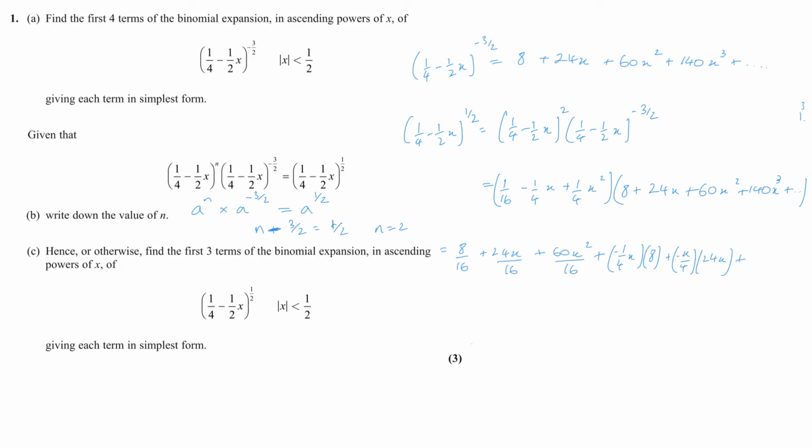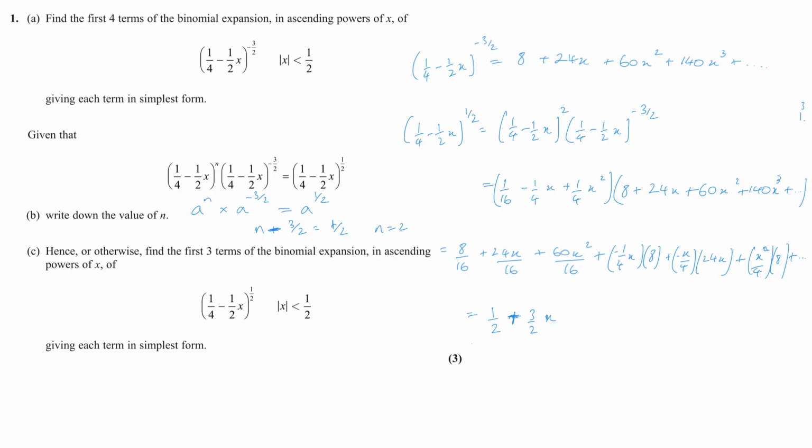So plus, and then finally I'm going to be multiplying by the quarter x squared. So a quarter x squared multiplied by 8, and a quarter x squared multiplied by 24x will give me an x cubed term, which is the 4th term in the sequence, so I don't need that. So 8 over 16 is a half. 24 over 16 is 3 over 2, so it's 3 over 2x. I'm just taking an extra step here, you could just jump straight to the answer.